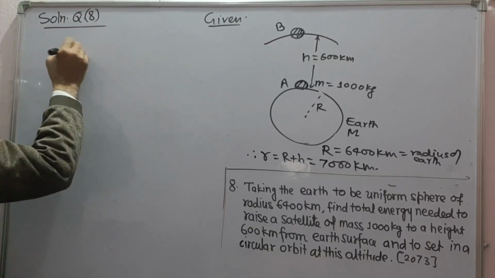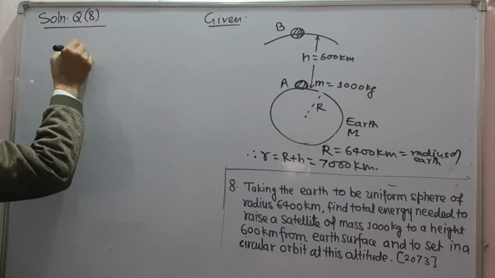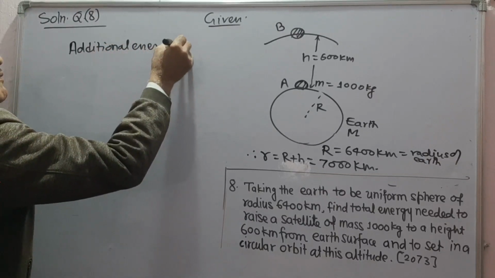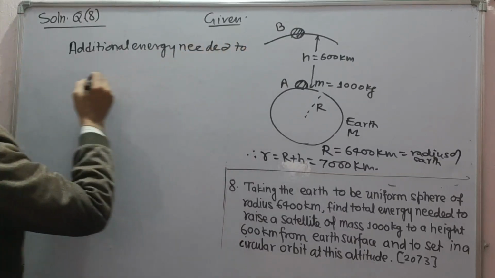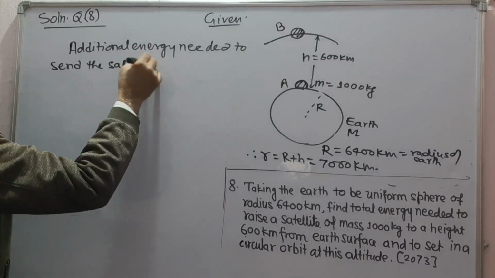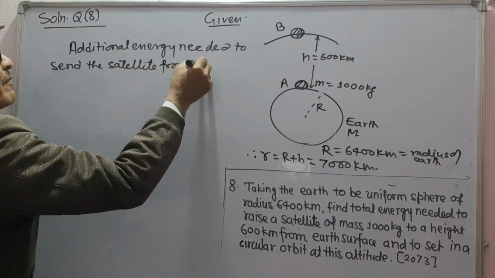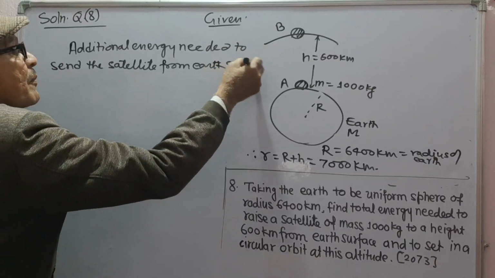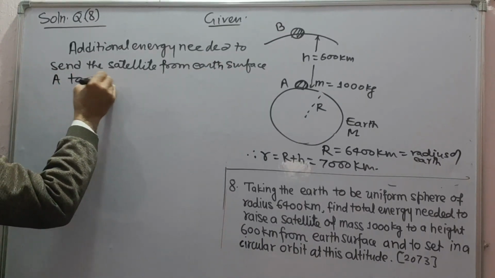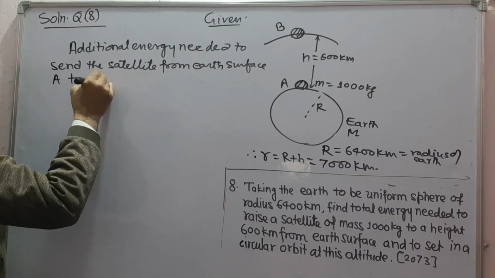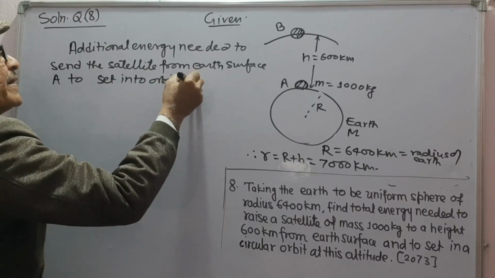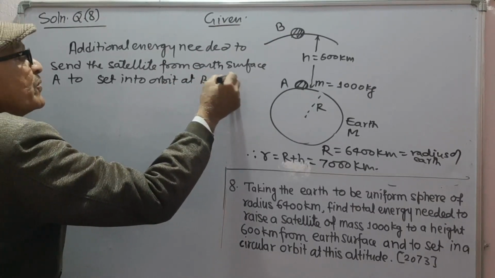We have to find the additional energy needed to send the satellite from Earth surface A to set into orbit at B. Suppose E is what?